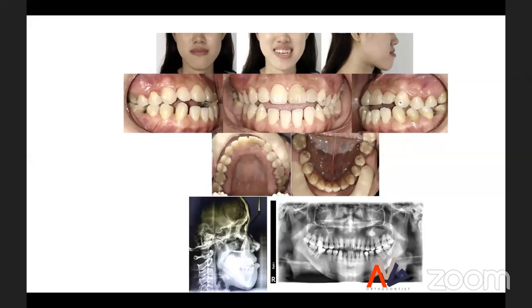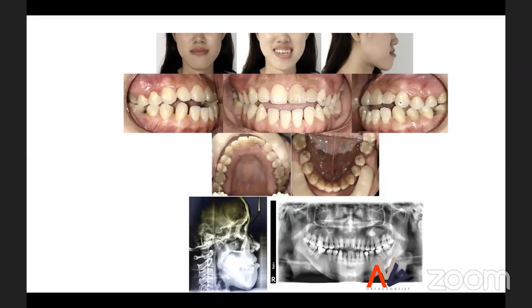Very high angle, which is detrimental to a class 3 by itself, because you can't clockwise rotate the mandible any further, which would increase her facial height and would not look aesthetic at all. Also, you can see a very deep curve of Spee on the upper, and you can see open bite. So whatever you want to ask for, you get it in this particular case.